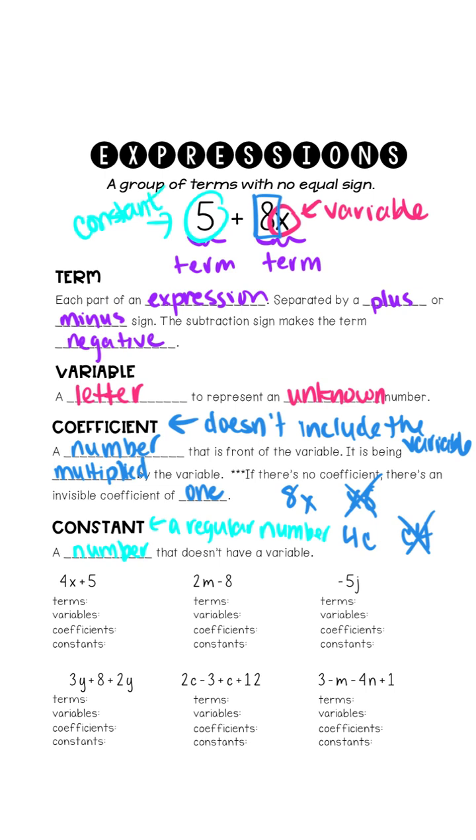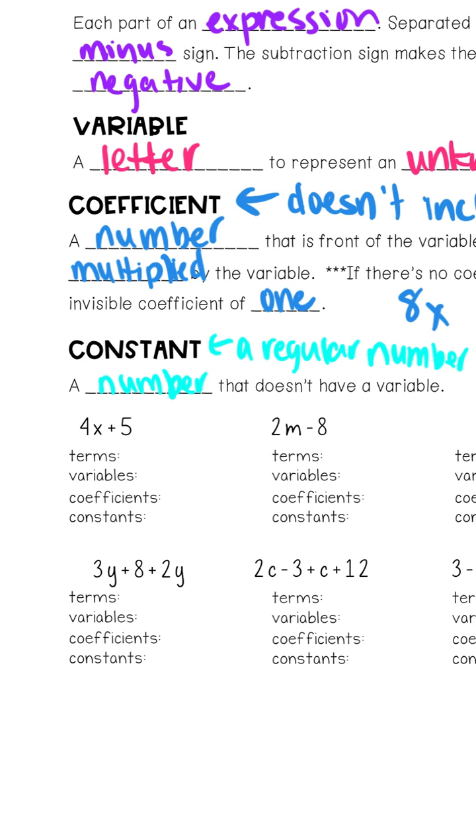So let's just practice this. We have 4x plus 5. The terms, remember, are separated by an addition or subtraction sign. So the terms would be 4x and 5. The variable is a letter that represents the unknown amount. In this case, it would be the x. The coefficient is the number in front of the variable, and that is 4. And the constant would be 5.